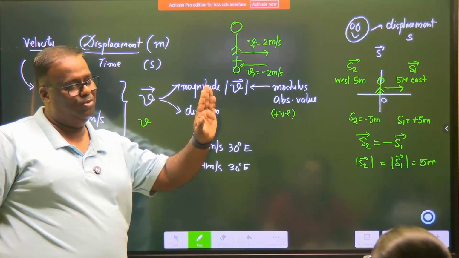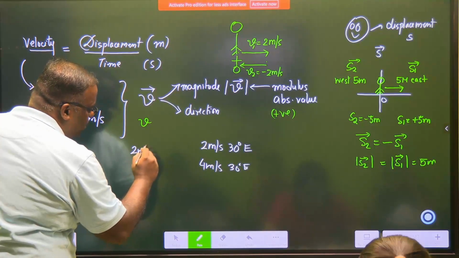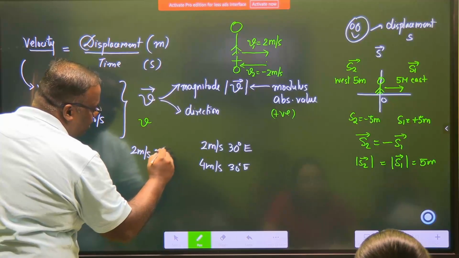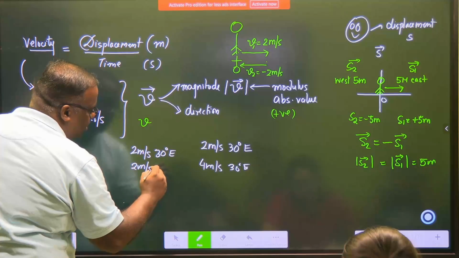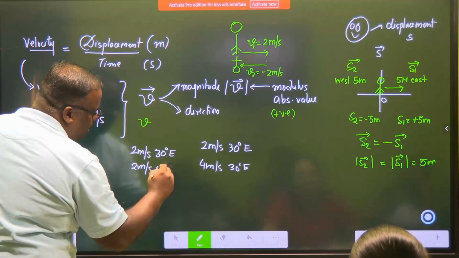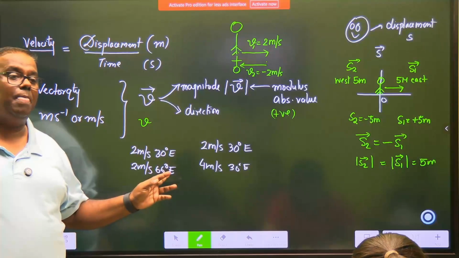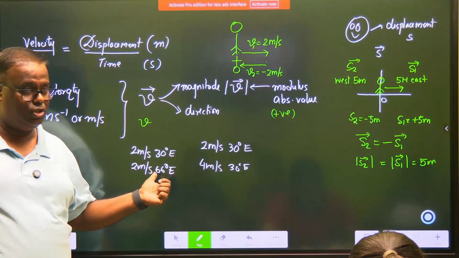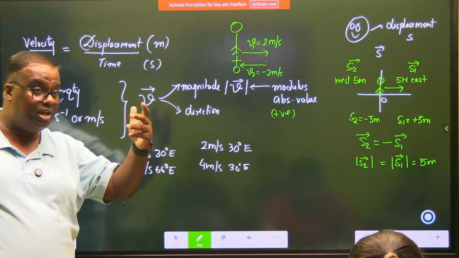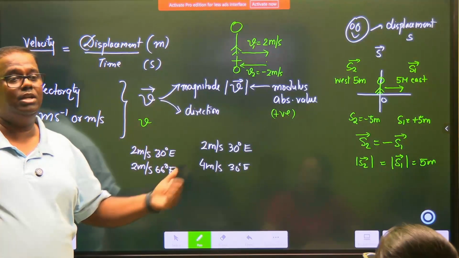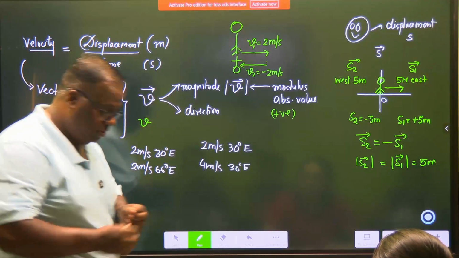Have you understood now? A reverse example of this would be 2 meters per second, 30 degrees east, and similarly 2 meters per second, say this is 66 degrees east. Now, are the two velocities same? Well, they would be same only by their magnitude, but overall velocity is not same. To make velocity the same, magnitude and direction both should be equal. Have we understood this?